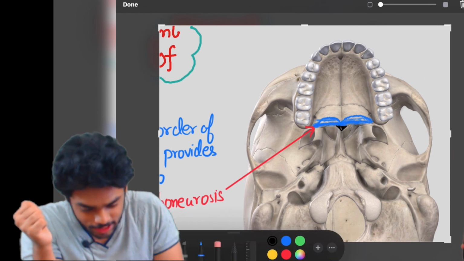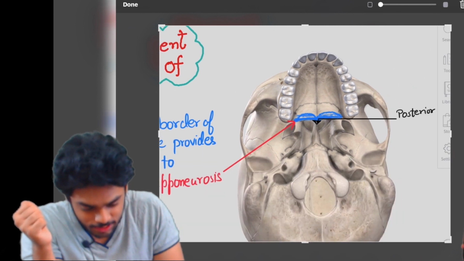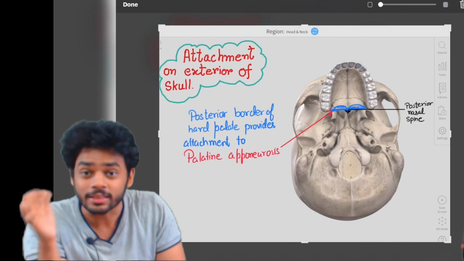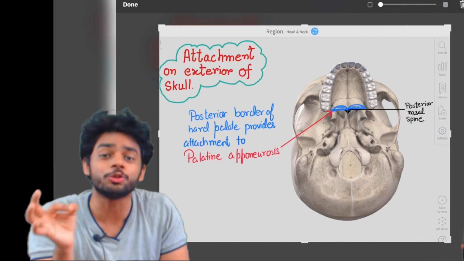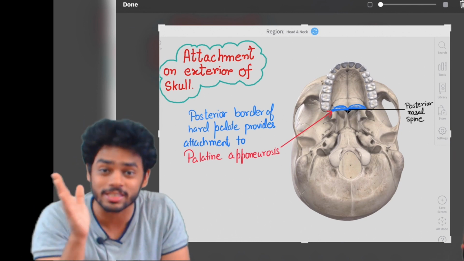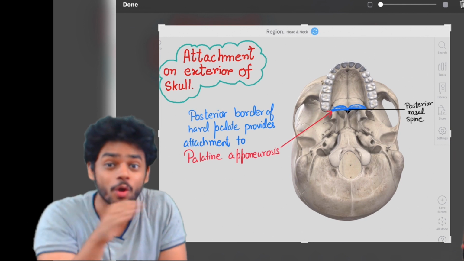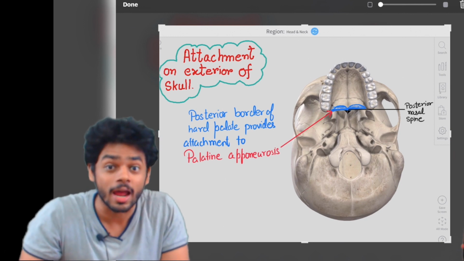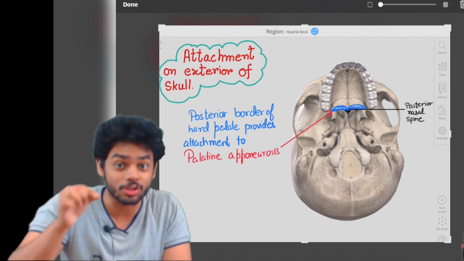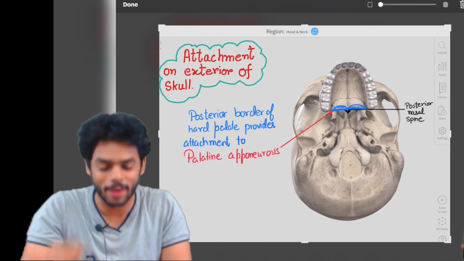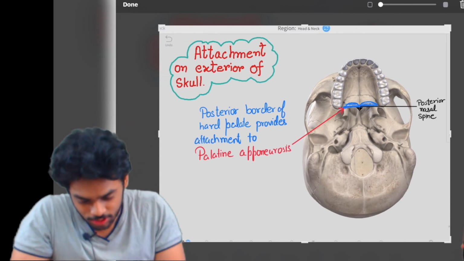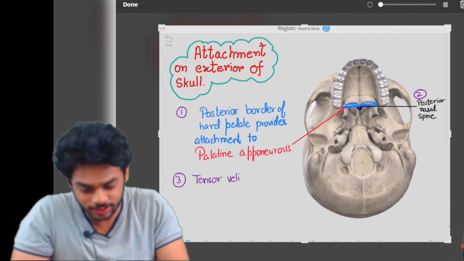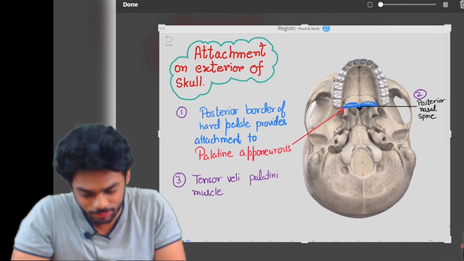This is known as the posterior nasal spine. Can you see? This provides attachment to musculus uvulae. This is the second structure which is related to the posterior border of the hard palate. Let me show you the third structure which is related to this palate part. This is the first, second and the third. This is the tensor veli palatini muscle.